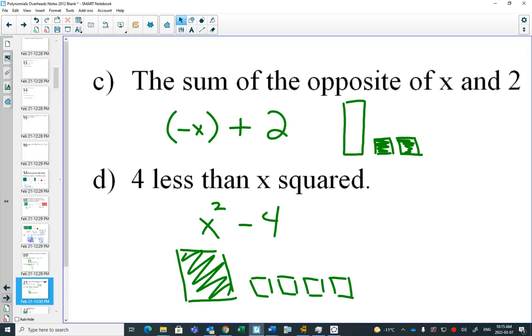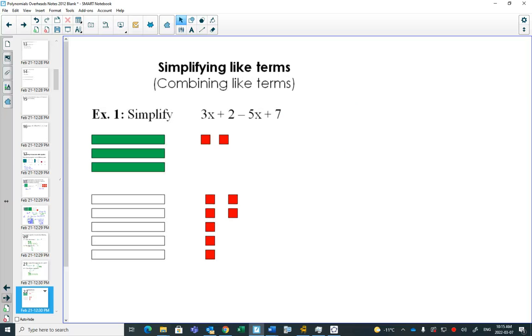And now we get to the mathematics. Simplifying like terms, combining like terms, doing mathematics with algebra. So you have 3x plus 2 minus 5x plus 7. First of all, when you look at the ones, does it make sense? Here's our 3x colored in, plus 2. And here's our minus 5x, not colored in, plus 7.